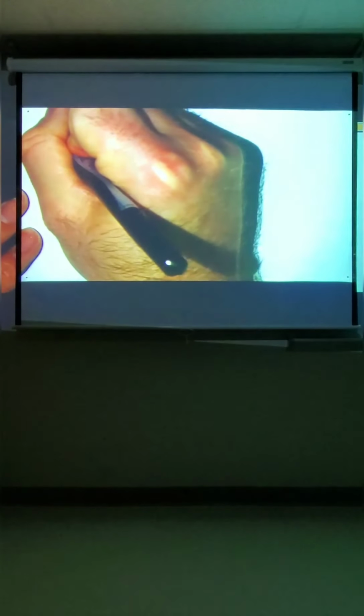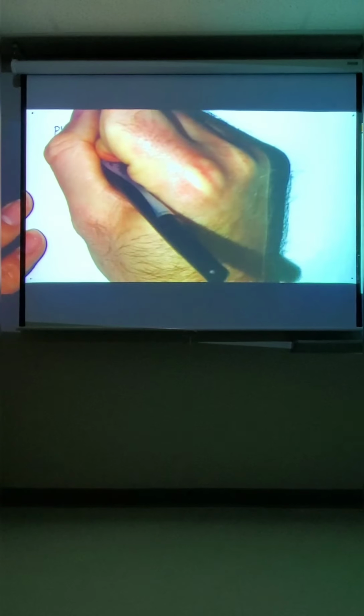Alright, we're back to do some examples with the double replacement reaction. First one we're going to try is taking lead nitrate.